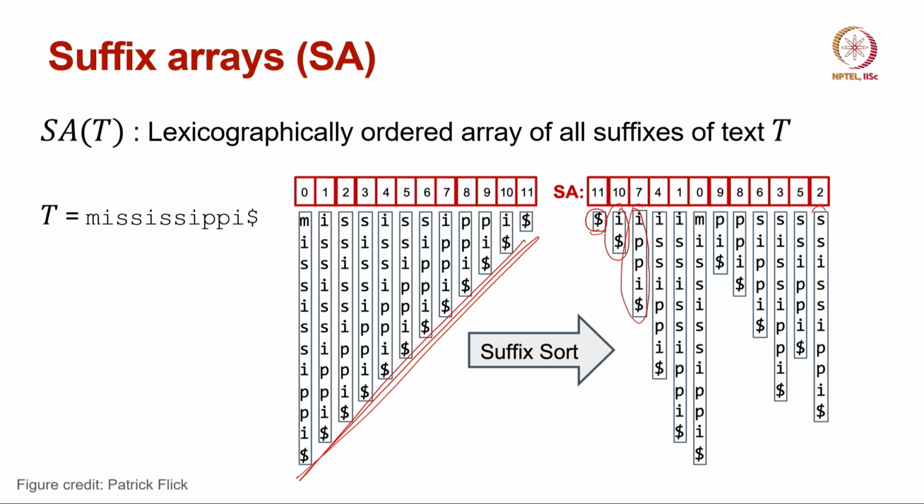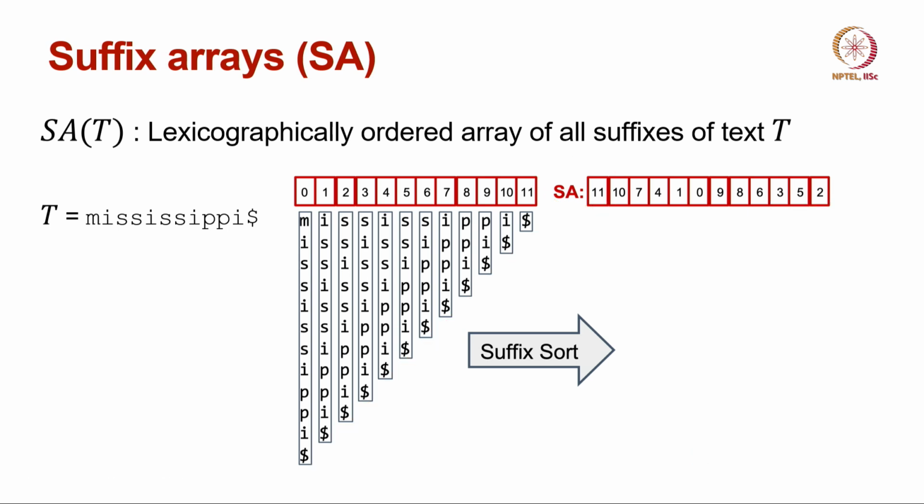Now once we do the sorting of all the suffixes, the suffix array will tell the sorted order of these suffixes. In my suffix array, I am going to only store the indexes of these suffixes. So the first entry of the suffix array will be 11, telling that the suffix starting from position 11 should occur first in the lexicographical order. Similarly, the suffix starting at position 10, which is i dollar, should occur next in the lexicographical order, and so on. So when I am storing the suffix array, all I will be doing is storing this list of integers, that is the list of suffix indices.